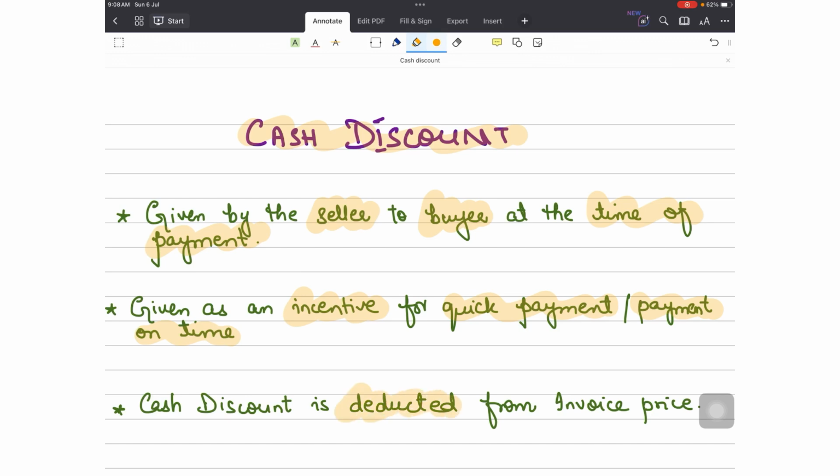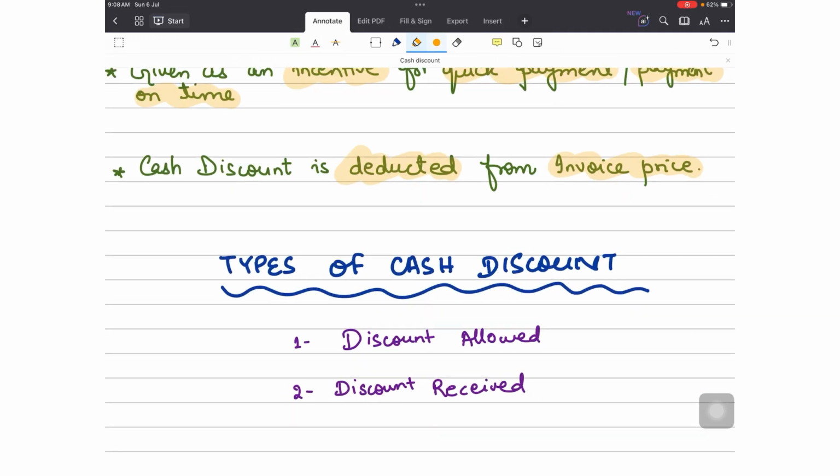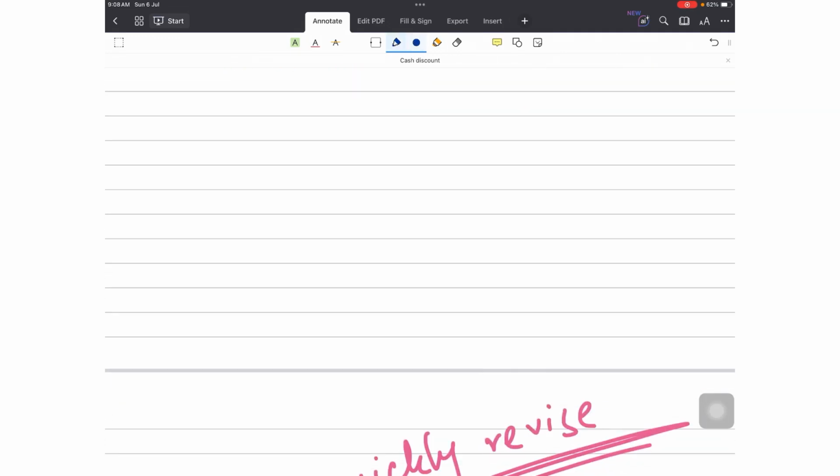So this discount is deducted from the invoice price, not from the list price, from the invoice price. And we already know how do we arrive at invoice price. We know that invoice price is calculated after subtracting trade discount from the list price, that we have covered in the trade discount video. So on this value, if I am offering a further discount, that will be the cash discount.